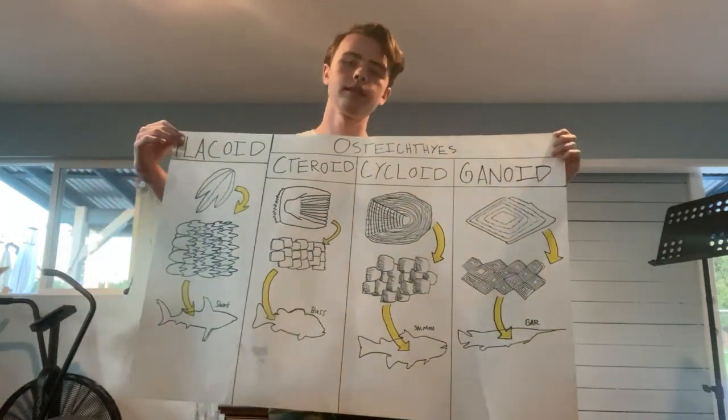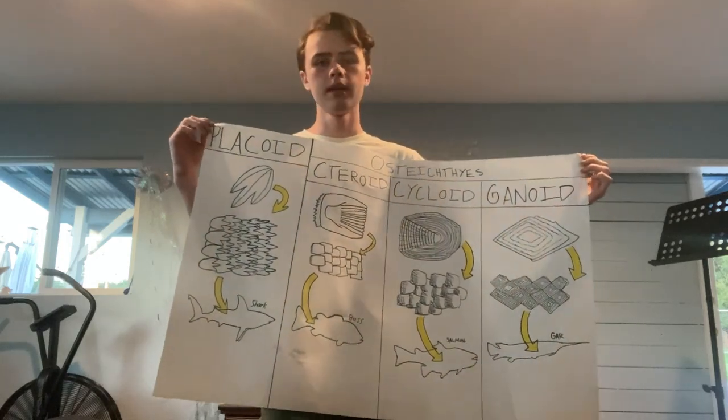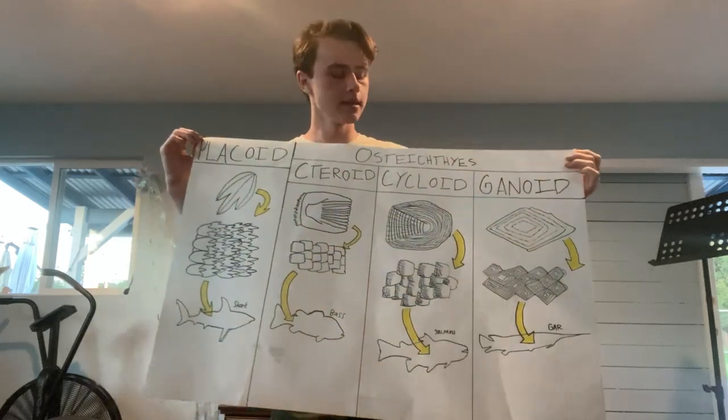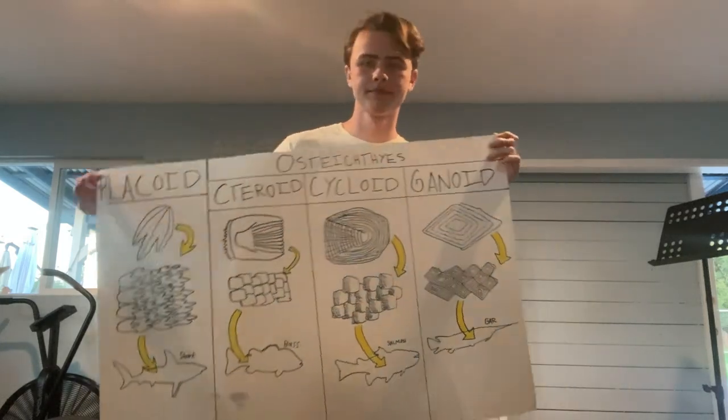And all these osteichthyes scales evolved from the placoid scales. And so you can see there's quite a few similarities here, like with the teeth and the enamel. So pretty interesting. Moving on.